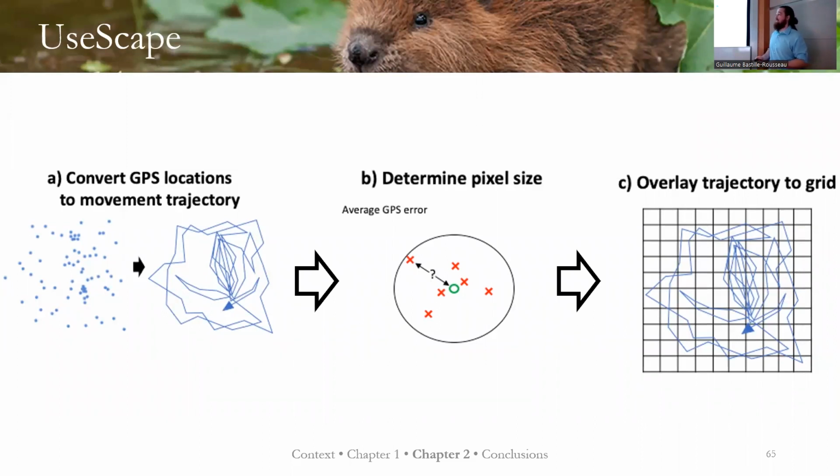Basically, beginning with A there, you're going to take your raw movement data and convert that into a trajectory so that we know how these locations occurred in time. And then we want to overlay that trajectory to a grid. In order to determine the pixel size for this grid, we just use GPS error of our units. And then once we get the trajectory on the grid, we can look at each pixel and in terms of these little blocks of space they're using, and we know when an individual has entered it, how long they spent there, when they left, and when they returned.